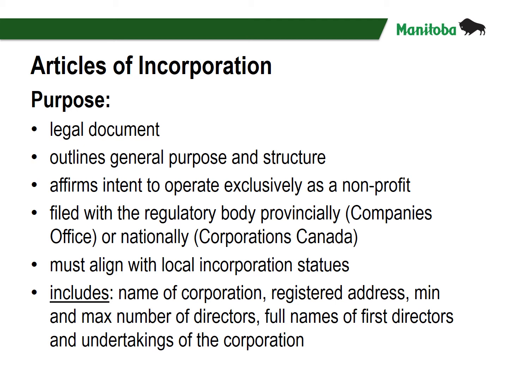All content provided within the Articles of Incorporation must align with local nonprofit incorporation statutes. The document contains the name of the corporation, the address of the registered office, the minimum and maximum number of directors required, full names and addresses of all of the first directors involved in the organization, and the undertakings of the corporation. That includes all of your activities, and they must fall within the objects outlined in that section.